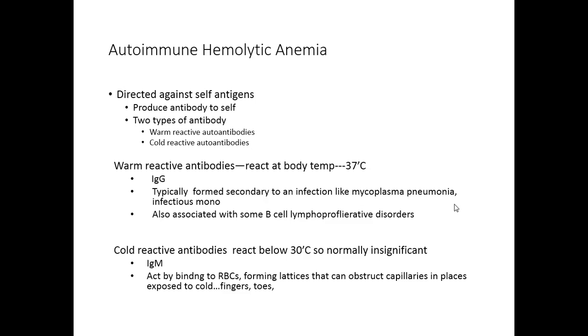You develop it after an infection like Mycoplasma pneumoniae or infectious mono, where they are heteroantigens in that they have antigenic epitopes that are identical to humans, and so you can produce antibody to them. These are also sometimes associated with things like B-cell lymphoproliferative disorders, where you're producing high volumes of B cells and thus antibodies.